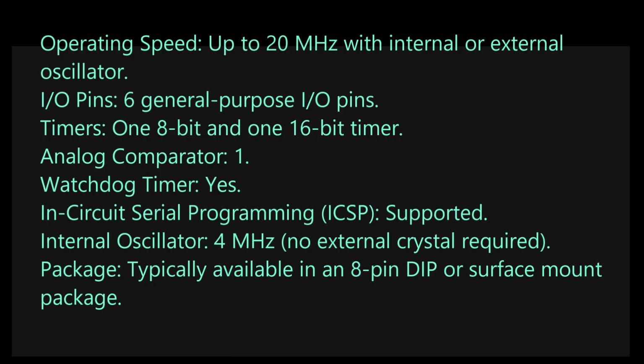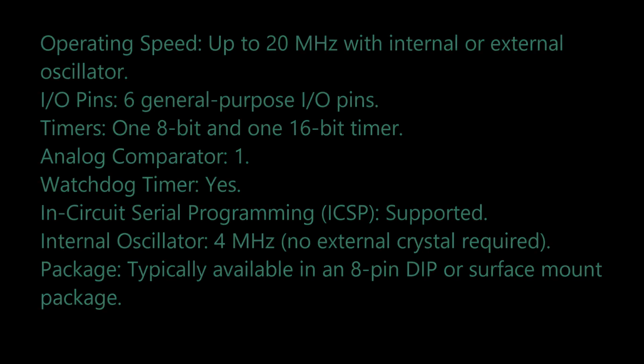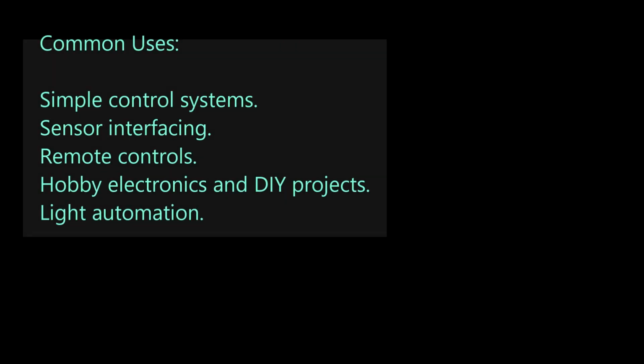I/O pins, 6 general-purpose I/O pins. Timers, one 8-bit and one 16-bit timer. Analog comparator, 1. Watchdog timer, yes. In-circuit serial programming, ICSP supported. Internal oscillator, 4 MHz, no external crystal required. Package, typically available in an 8-pin DIP or surface mount package. Common uses: simple control systems, sensor interfacing, remote controls, hobby electronics and DIY projects.